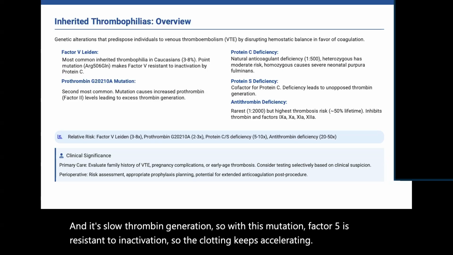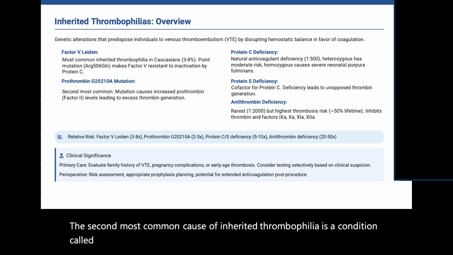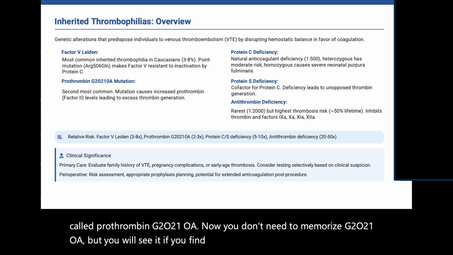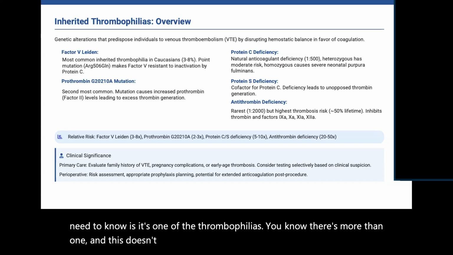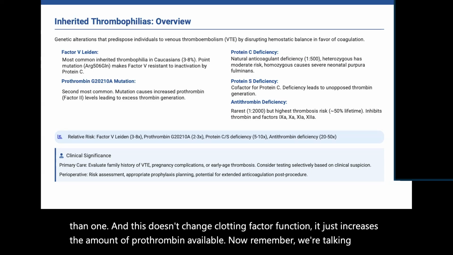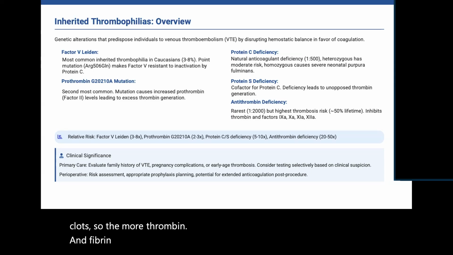The second most common cause of inherited thrombophilia is a condition called prothrombin G20210A. Now, you don't need to memorize G20210A, but you will see it if you find yourself in hematology. But what you just need to know is it's one of the thrombophilias. You know, there's more than one. And this doesn't change clotting factor function. It just increases the amount of prothrombin available. Now, remember, we're talking about who clots. So the more thrombin and fibrin are produced, the more likely you are to clot.